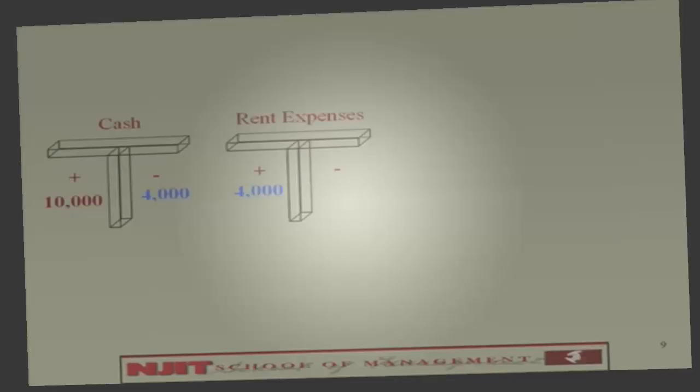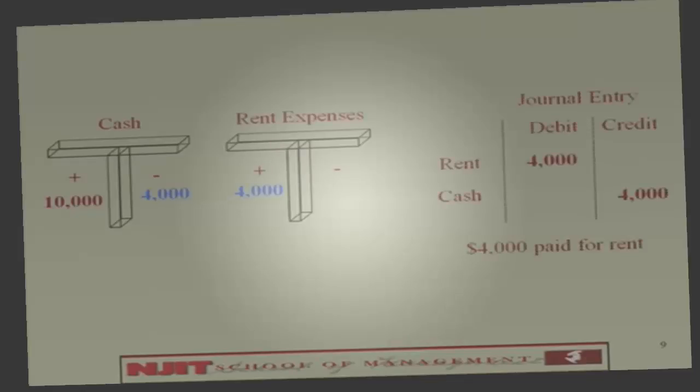The journal entry explains this transaction. You have to state what was the left entry, which is rent expense, what was the right entry, which was cash. So it should look like this. Did you get it? It's not too bad once you get the hang of it. Let's do the next one.